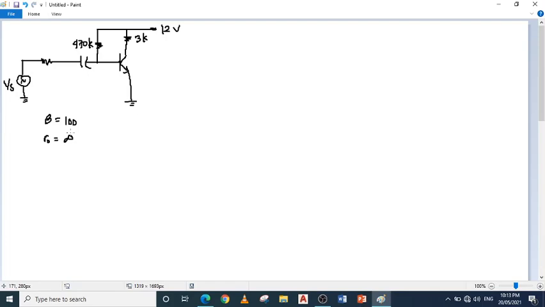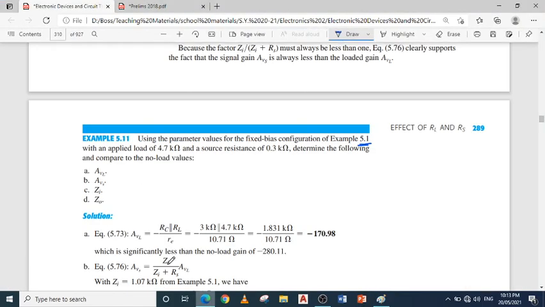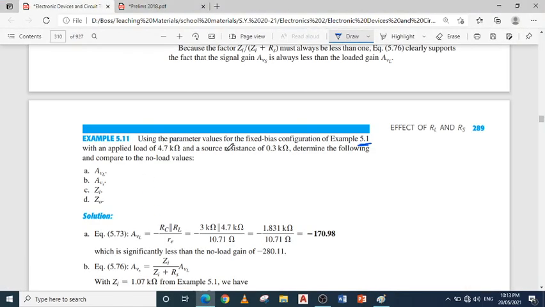And then, what it says is this: using the parameter values of a fixed bias configuration, which is the circuit that I drew earlier, we have an applied load of 4.7 kilo ohms.